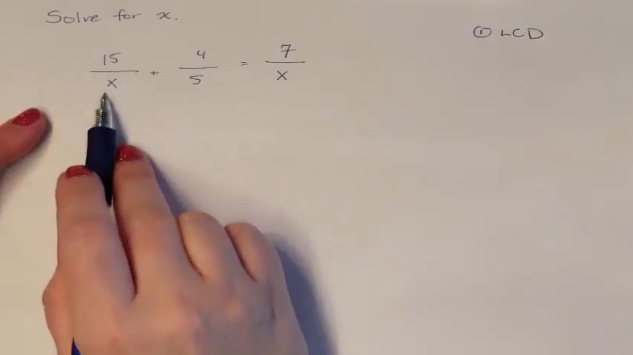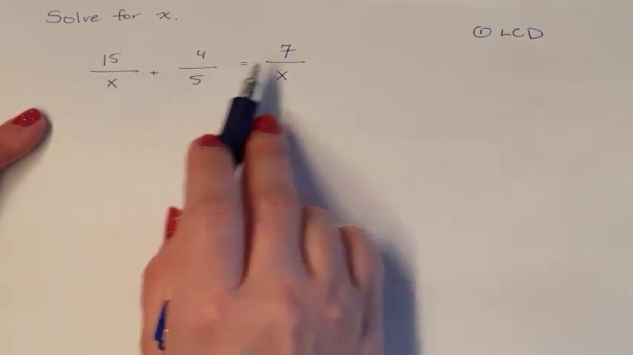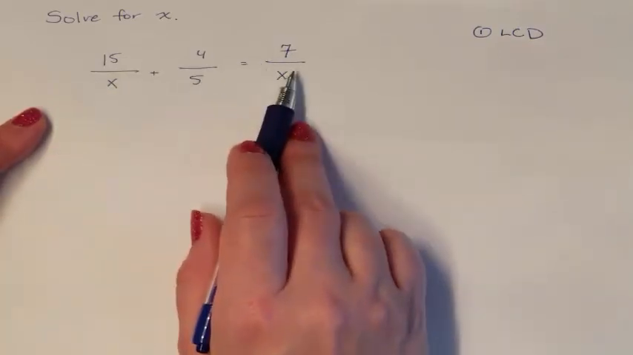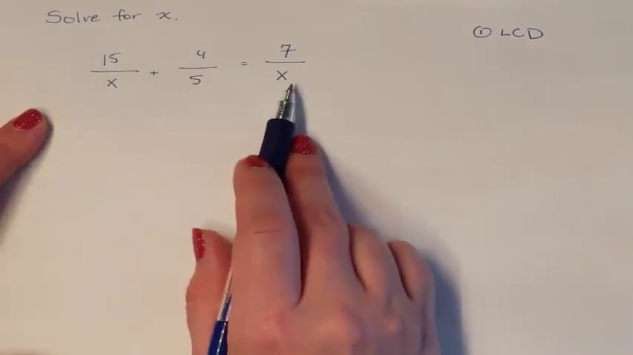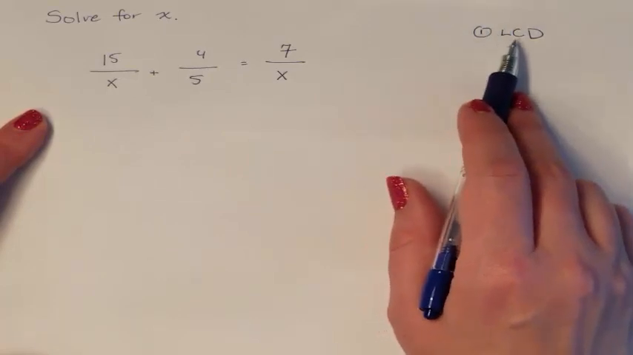So I have a fraction plus a fraction equaling a fraction. When I have all of the fractions together, sometimes things start getting confusing. The easiest way to do this problem is to get rid of the fractions. And we get rid of the fractions by finding the least common denominator.